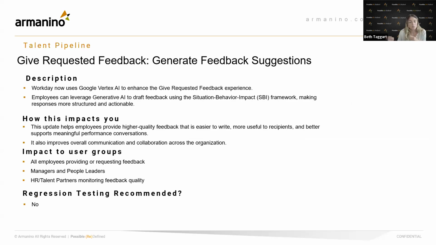In talent, we just have one feature we wanted to highlight, but this is give requested feedback and generate feedback suggestions. So Workday is now using Google Vertex AI to enhance the give requested feedback experience. So employees can leverage generative AI to draft their feedback using the situation behavior impact framework. So hopefully making those responses more structured and actionable.